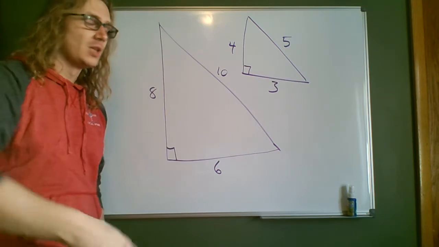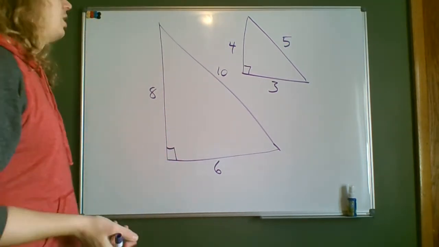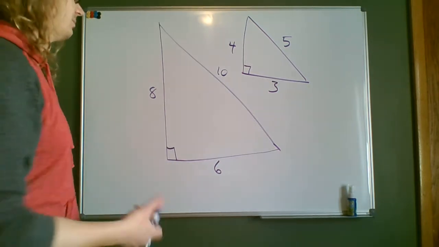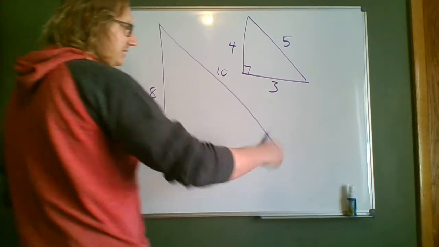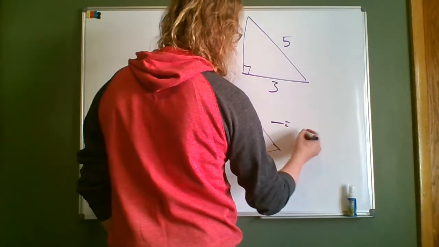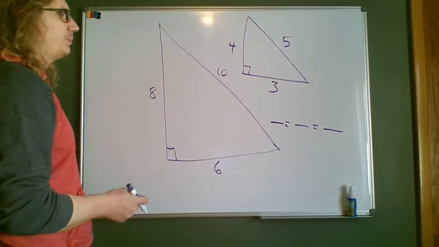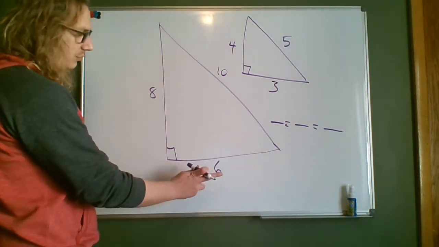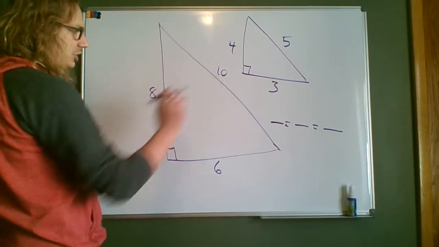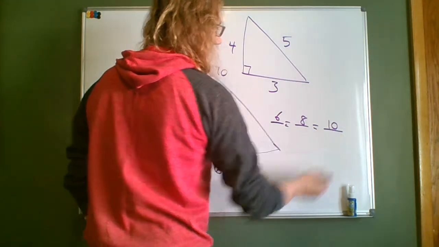You're welcome. So, looking at these two triangles, we can determine if these are similar by looking at the ratios of everything. We built some of these last week. Okay? Let's put our larger triangle on top because that's what we had been doing, starting with the smallest side to the largest side. So 6, 8, and 10.